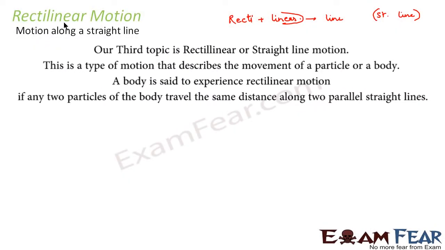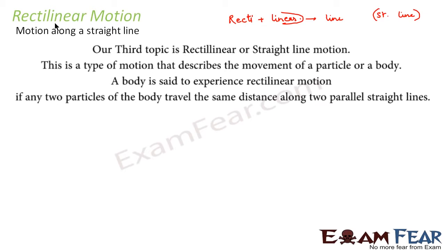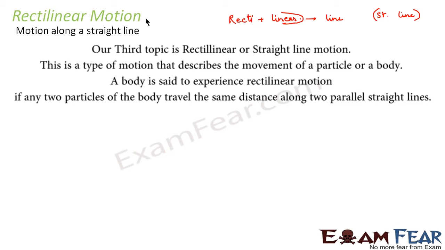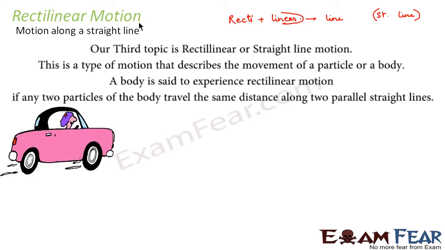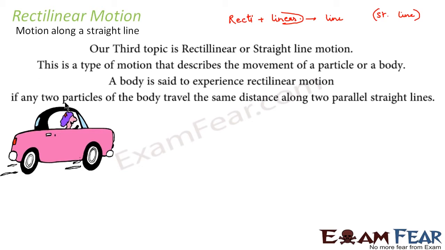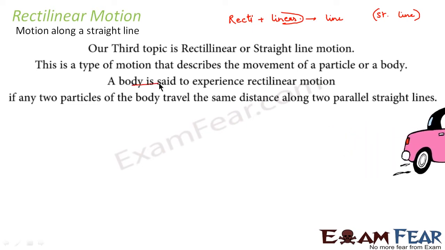Our third topic is rectilinear or straight line motion. This is a type of motion that describes the movement of a particle or a body. A body is said to experience rectilinear motion if any two particles of the body travel the same distance along two parallel straight lines.